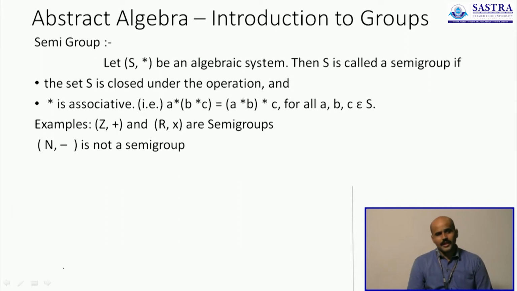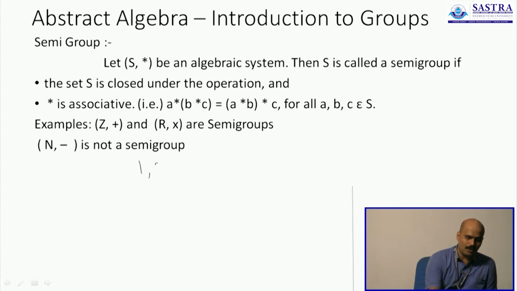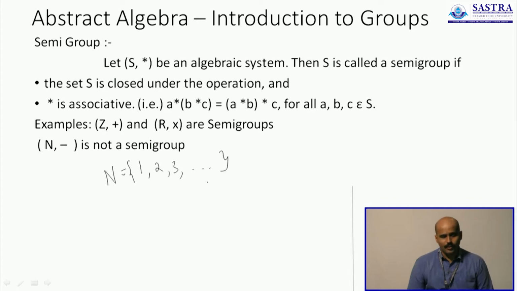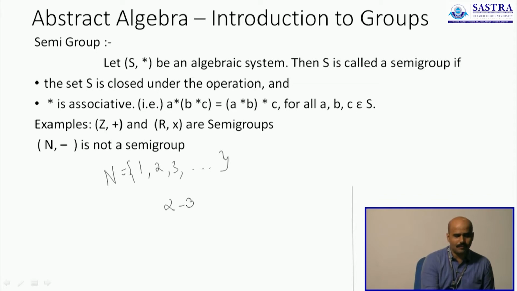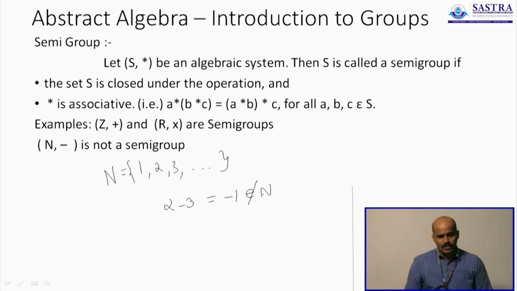But interestingly, the set of all natural numbers does not form a semi group under the operation of subtraction. There are two reasons to this. One, the set will not be closed. Let me pick 1, 2, 3, etc., the set of all natural numbers, and let's pick any two numbers and subtract. Now what happens if I subtract 2 and 3? I get -1, which does not belong to the set. Therefore the set is not closed. Condition number 1 is violated.